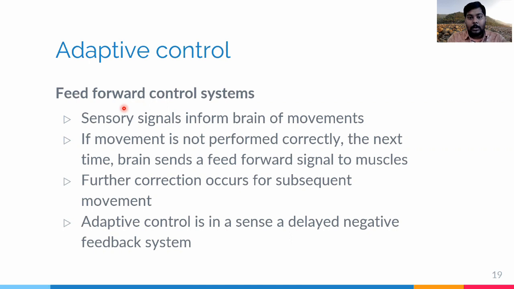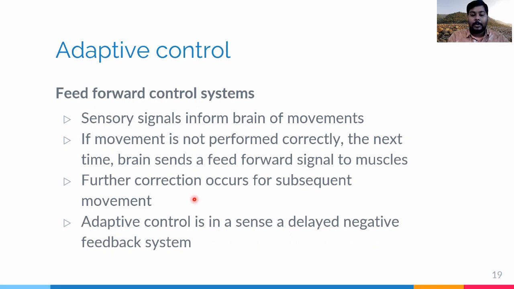But this whole scene of how you start out being a not so good fielder and end up taking perfect catches in the final match is an example of adaptive control systems. The sensory signals from this whole movement of catching a ball are informed to the brain via the sensory inputs. Say from our eyes, our ears, the sensory inputs inform the brain of the various movements that we are doing. If the movement is not performed correctly, that is, you miss the ball or you miss the catch, then next time the brain sends a feed forward signal to the muscles in order to better perform the movement.